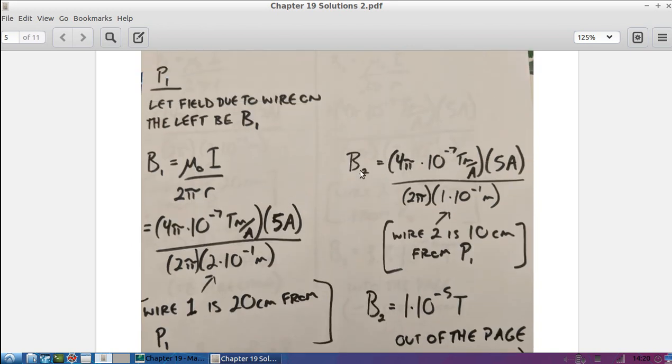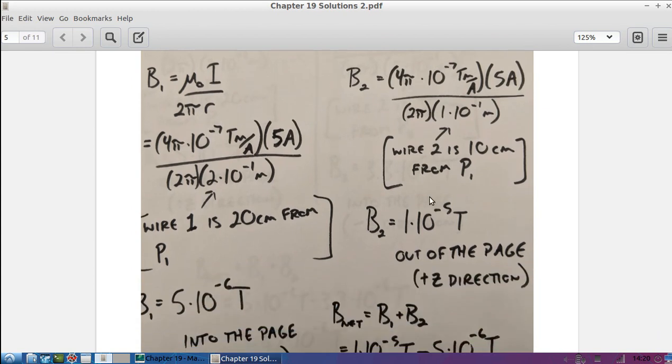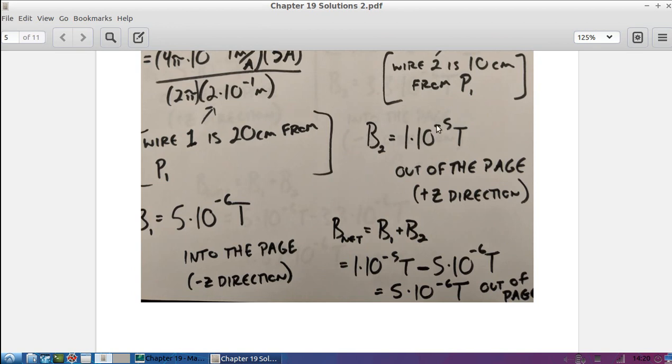The magnetic field due to the wire on the right, B2. Same current, mu naught's a constant, 2 pi. The distance between that wire and P1 is 10 centimeters, right? So it's stronger, a stronger magnetic field. So I'm going to use 10 centimeters for R here. When I calculate it, I get 1 times 10 to the negative 5 Tesla. So that's twice, 1 times 10 to the negative 5 is twice the magnetic field strength due to B1, which again makes sense.